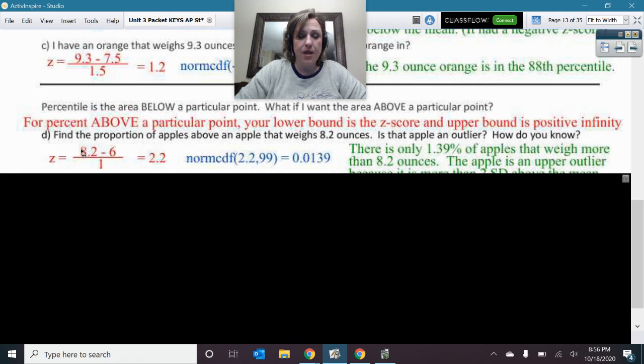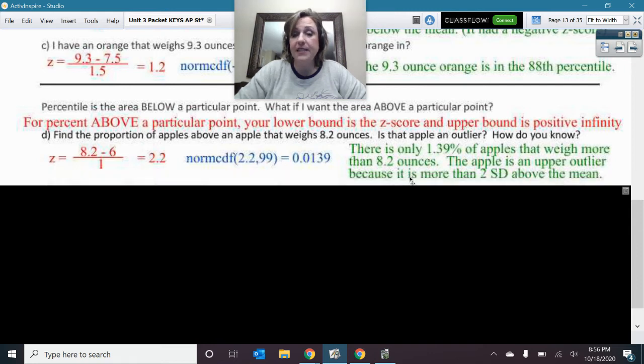Okay, let's see here. So here we have the apple weighs 8.2. X minus the mean for the apples over the standard deviation for the apples. And that's 2.2. So at this point, I know it's an outlier because it's more than 2 standard deviations above the mean. And I think I wrote that over here: the apple is an upper outlier because it's more than 2 standard deviations above the mean. But let's calculate the proportion of apples that weigh more than 8.2 ounces. How many apples are there above an 8.2 ounce apple?